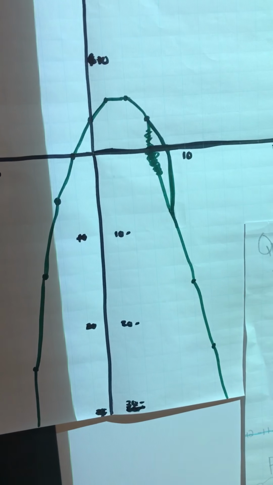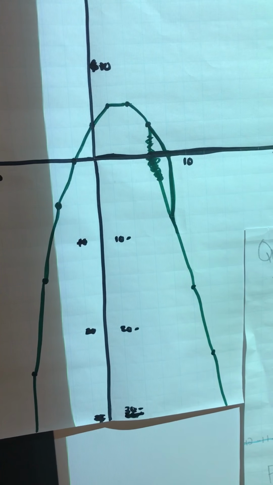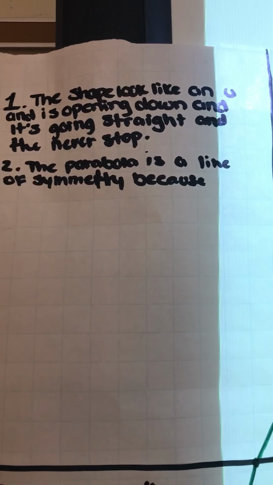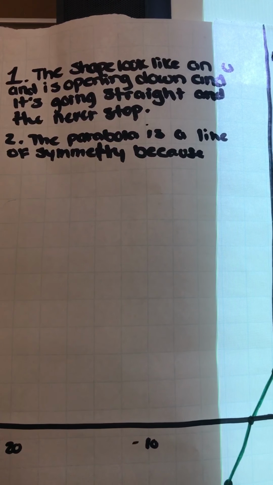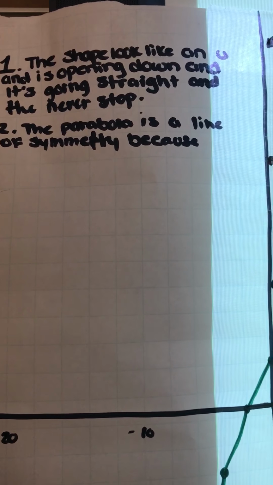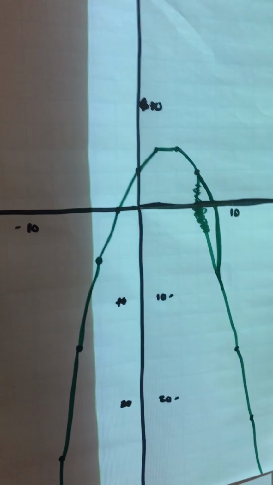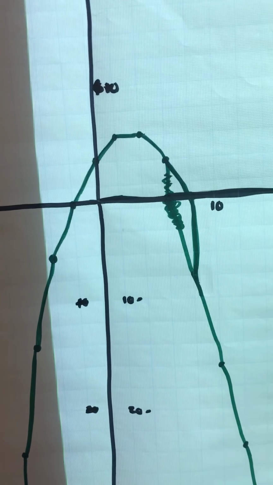Looks like they made an edit on their graph. I think one of the points was plotted incorrectly and they fixed that. Something they talk about was the shape. It looks like a U and it's opening down and it's going straight and it will never stop. And then they say there's something about line of symmetry. They didn't have enough time to finish that, so just to add to that, we can see some of the special things.